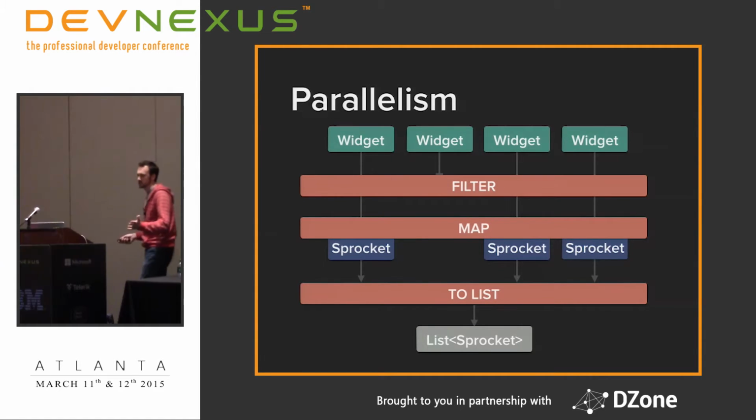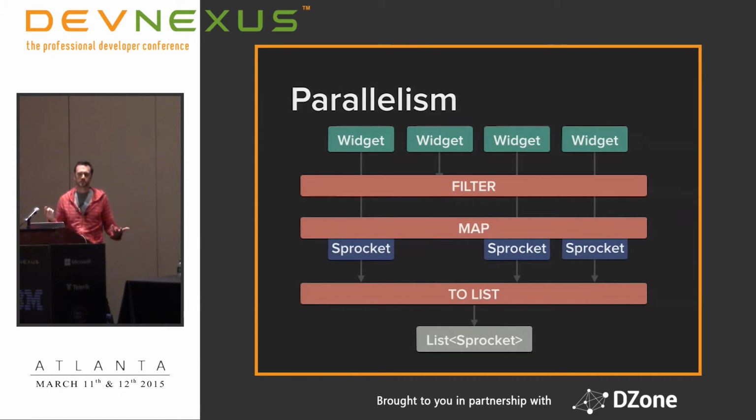So here's an example that has a collection of widgets. We're going to filter out maybe bad widgets. We're going to convert them to sprockets via a map, and then we're going to make a list out of them. So this can all happen back to back on one thread, but let's say changing a widget to a sprocket is a very expensive operation. There's nothing that stops this, because each of these channels, none of them depend on each other.